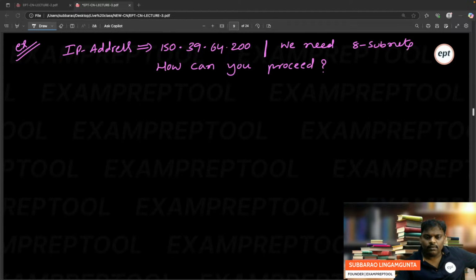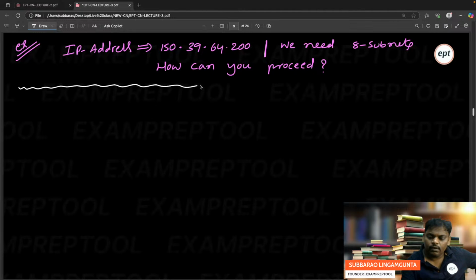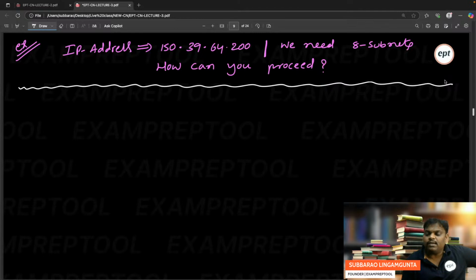Let's see. One IP address, this is the given information. One IP address is given, and he is saying that we need 8 subnets. How can you proceed? Be careful, everyone. But one small question I want to ask you. Whatever IP address is given is indirectly telling you which class it is. If you know which class, then you can say how many bits are for the network area and how many bits for the host area.